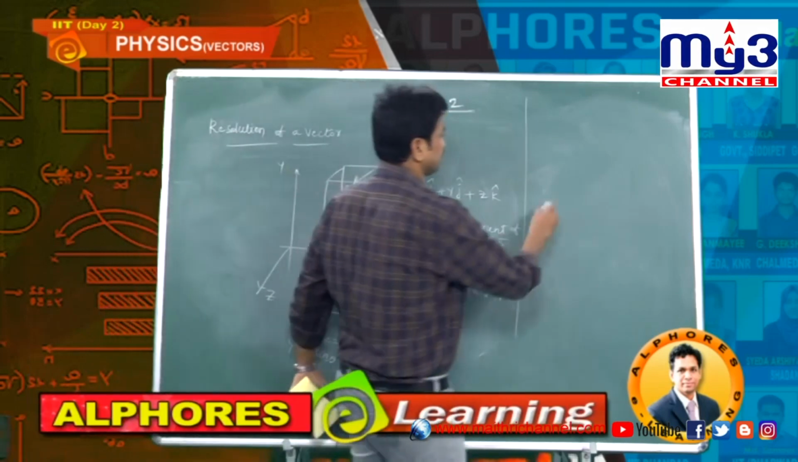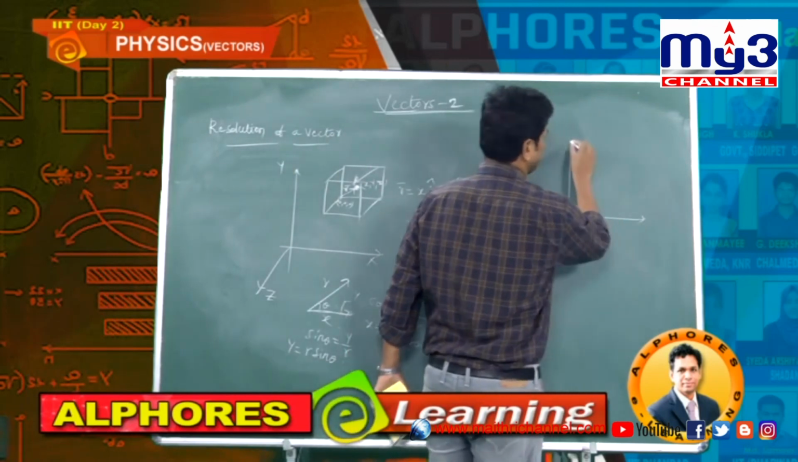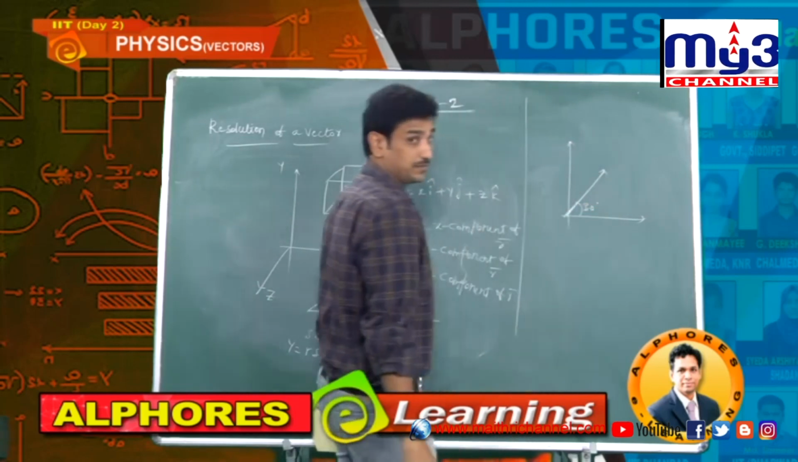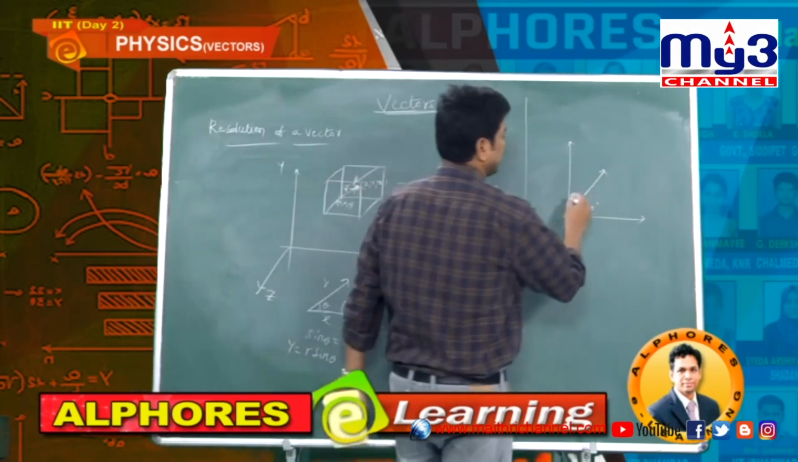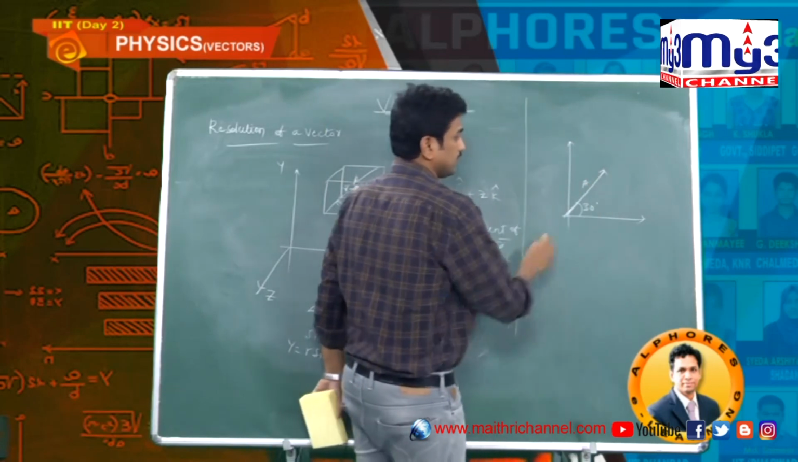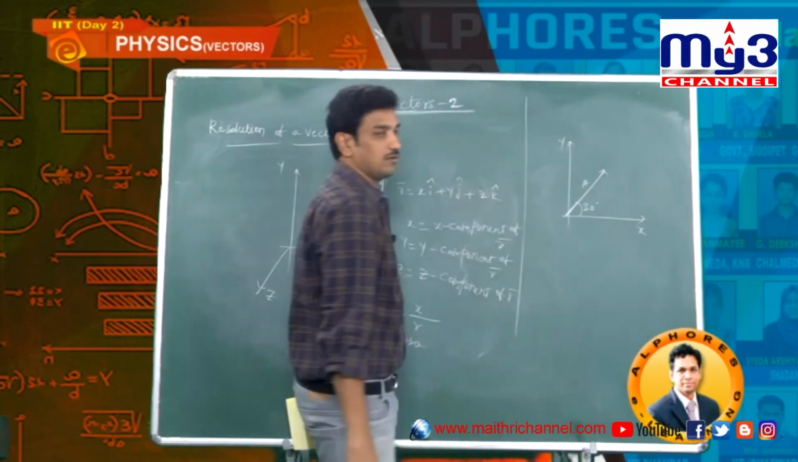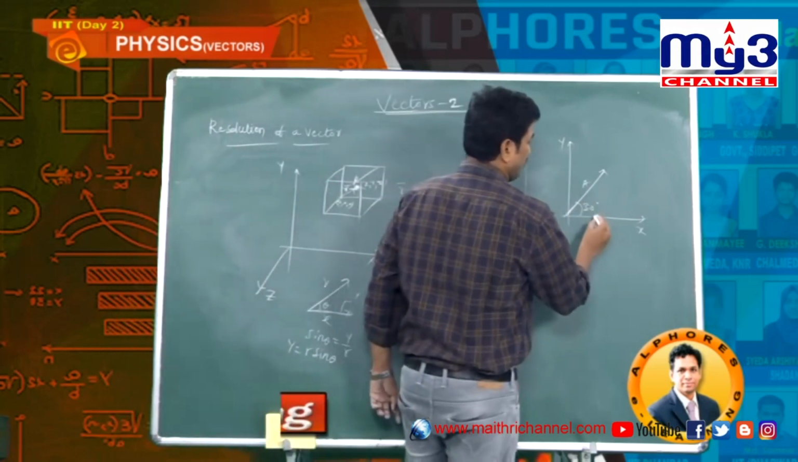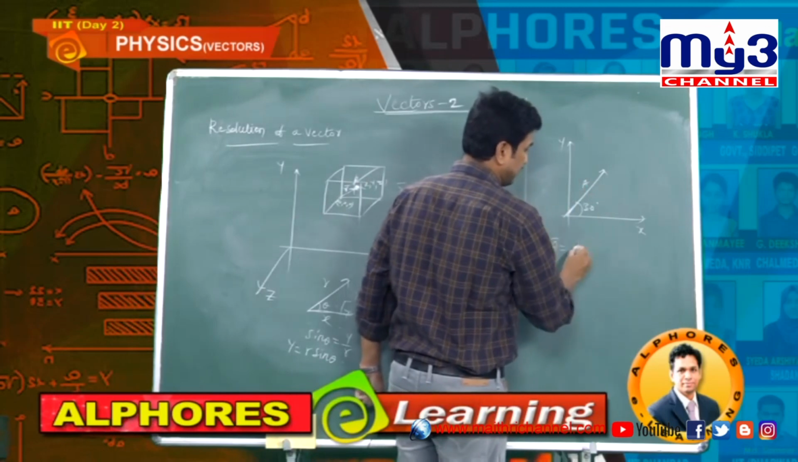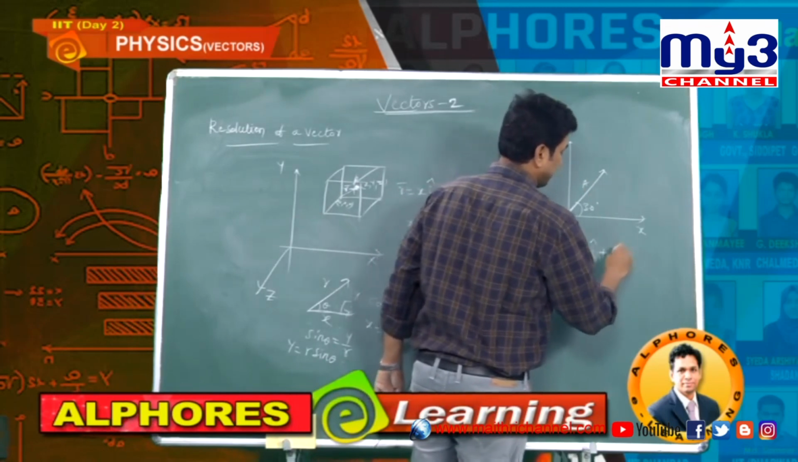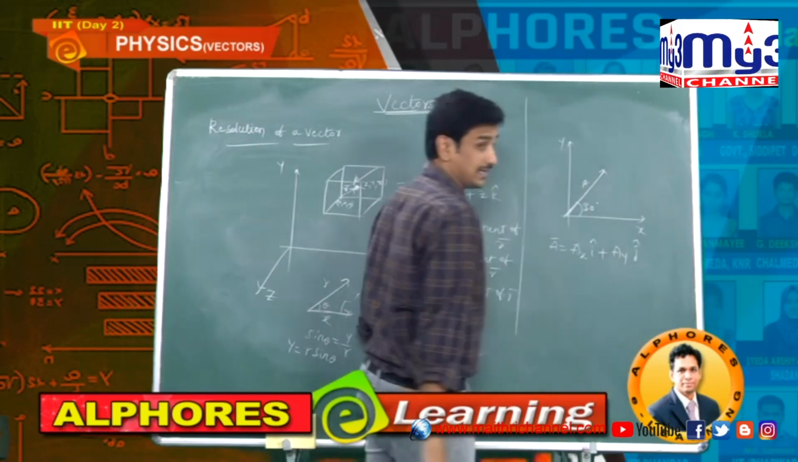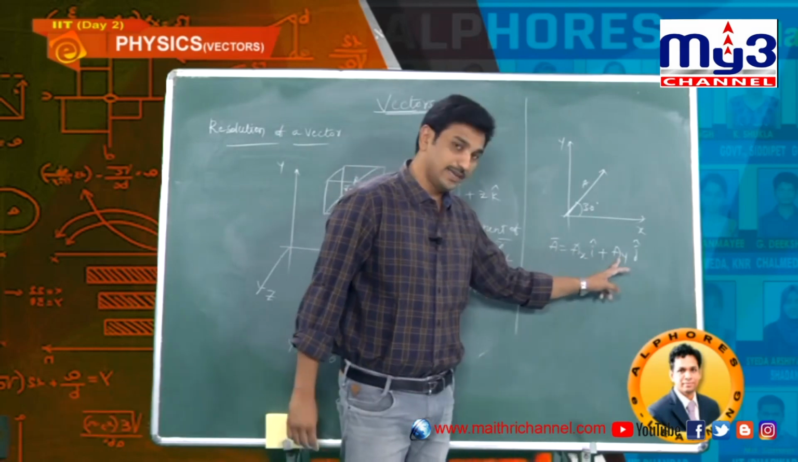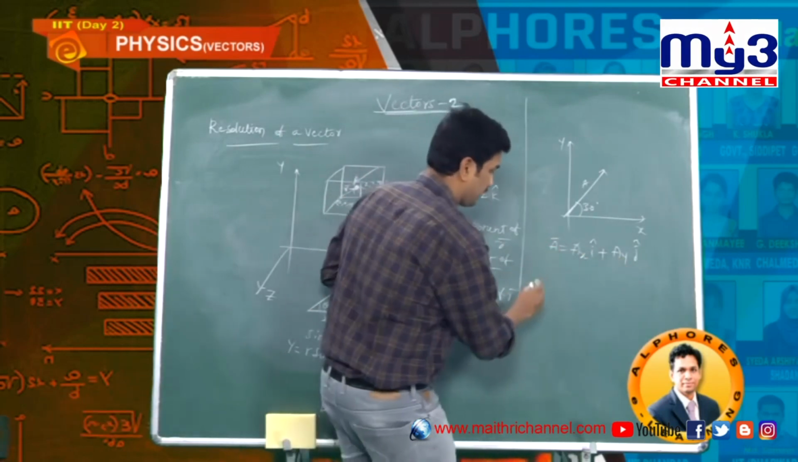See here, 30 degrees. Let this be A, in 2D. A vector in 2D has two components. Now, can I write A bar is equal to Ax i cap plus Ay j cap? I don't know Ax and Ay. Ax is the x component of A bar. Ay is the y component of A bar.